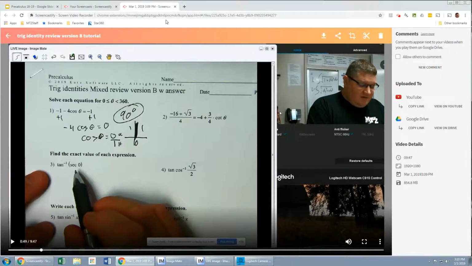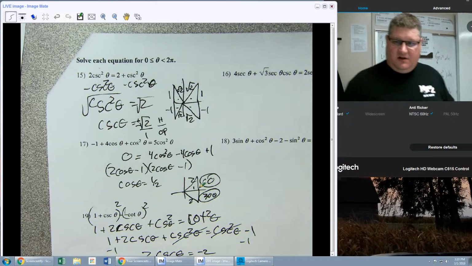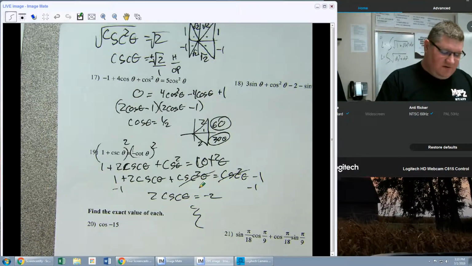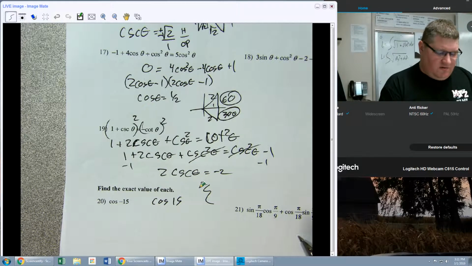Okay, ladies and gentlemen, here we go again. Let's figure out where, hey, there I am. Okay, so we have cosine of negative 15. Now, cosine of negative 15. I know cosine 15, but I don't know that I know cosine negative 15.